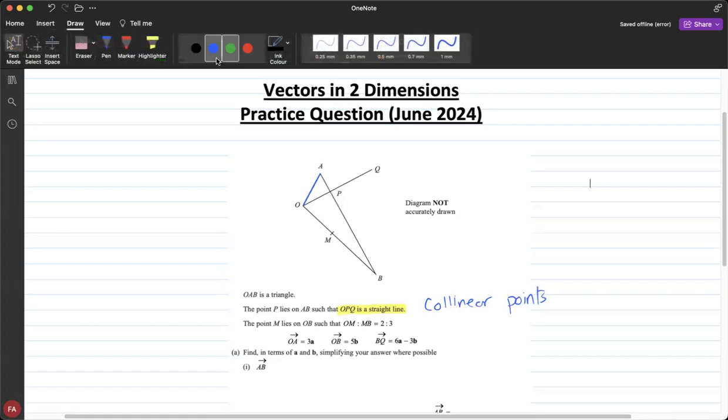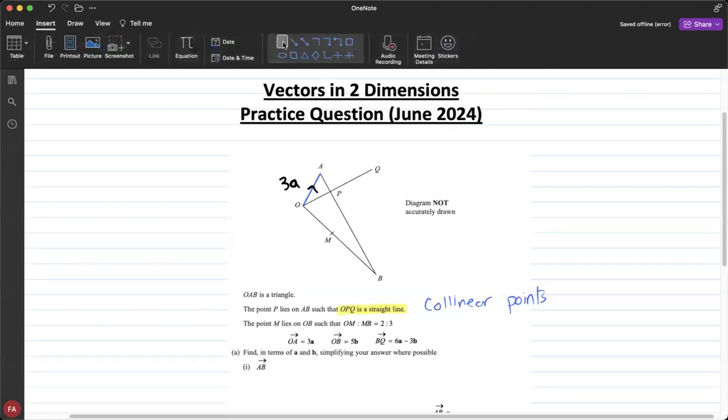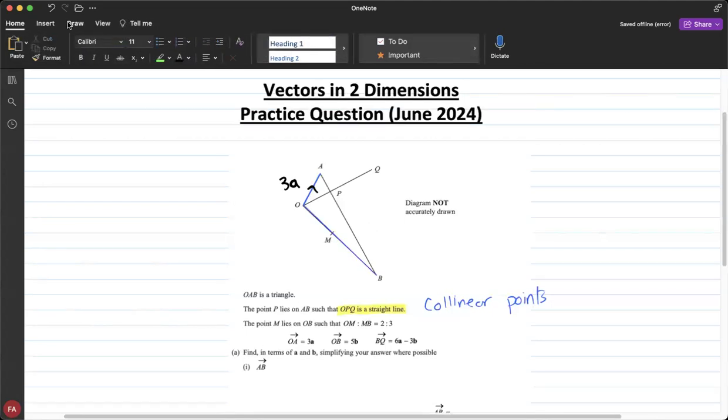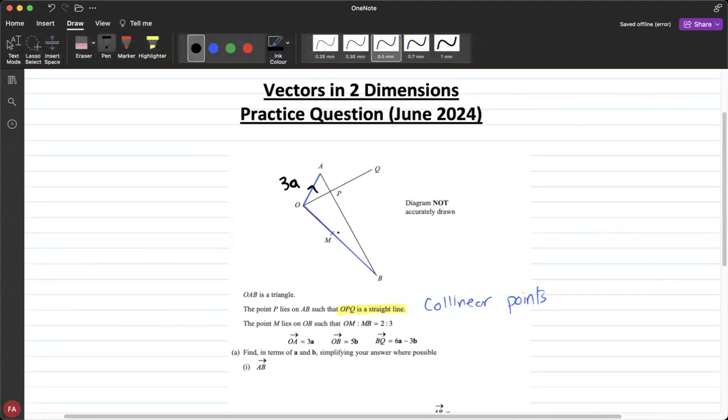And this point over here is 3A. Let's also mention the direction. In a very similar way, we have OB as well. This is given to us as 5B. In a similar instance, you can see that they've given us BQ.